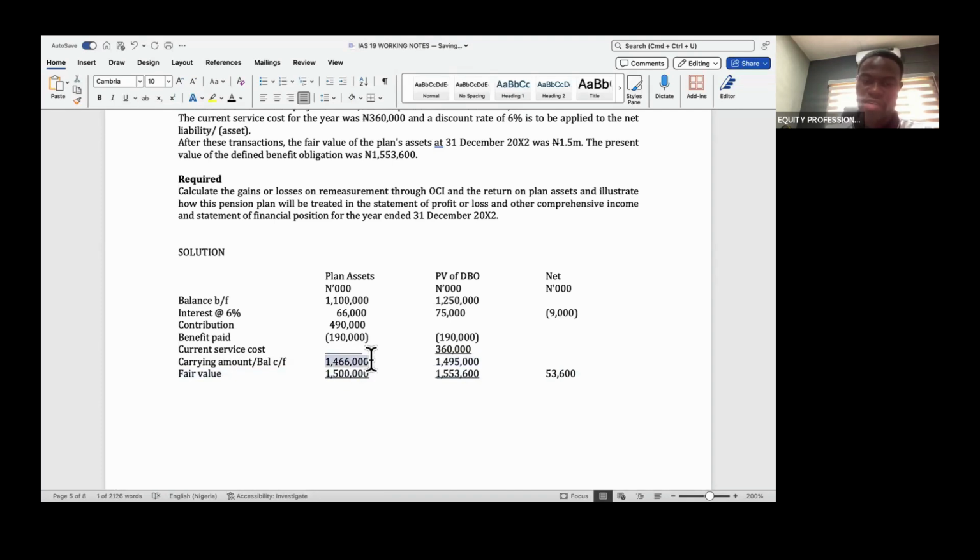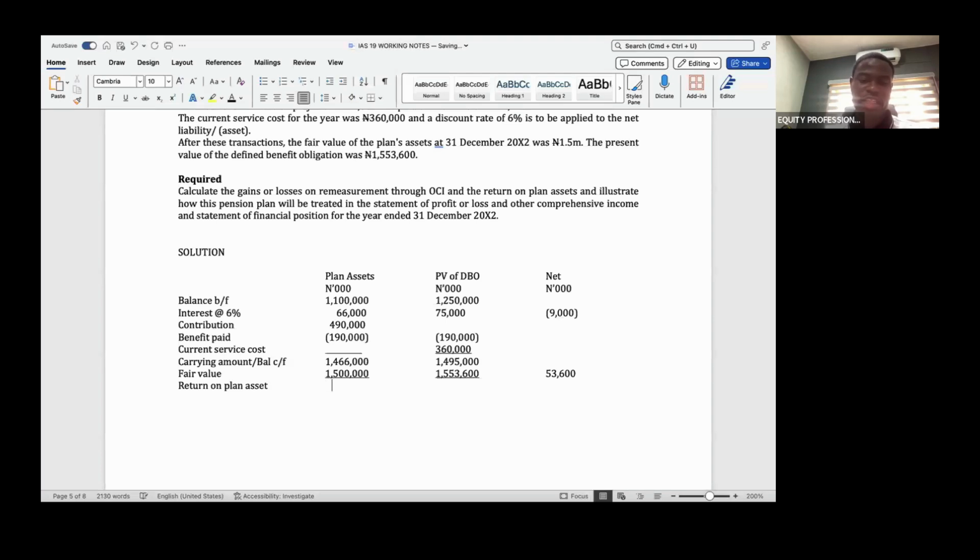We also get to look at changes in value. If you look at our plan assets, based on what we recorded in our books, it was 1,466. But the actuary came and said that the value of your plan asset is actually higher than what you have in your books. It should be 1.5 million. That's a gain to us. So we'll have what we call return on plan assets. For plan assets, whether it's a gain or loss, it's still called return on plan assets, and it usually finds its way into OCI.